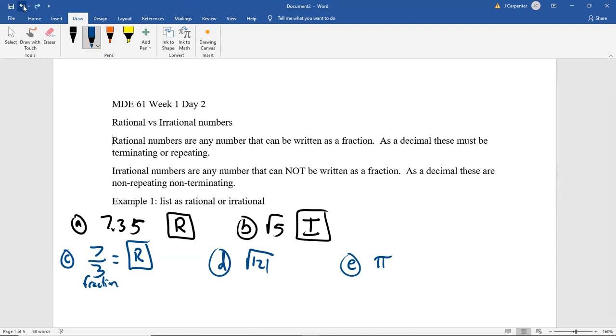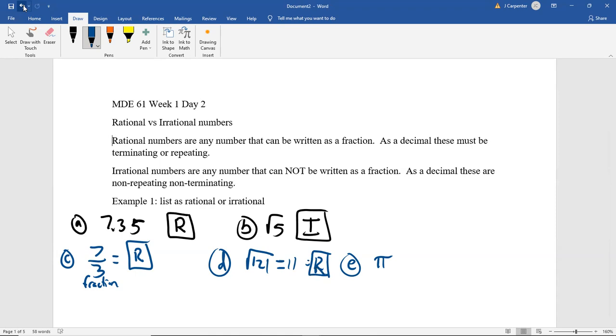Cool. How about D, the square root of 121, rational or irrational? Rational. I got a vote for rational. Can we make the square root of 121 something simpler? Does anyone know what that square root is? Yes, it's 11. So since that's 11, that actually makes it rational. It's a whole number. Yes, it is rational. And how about pi?